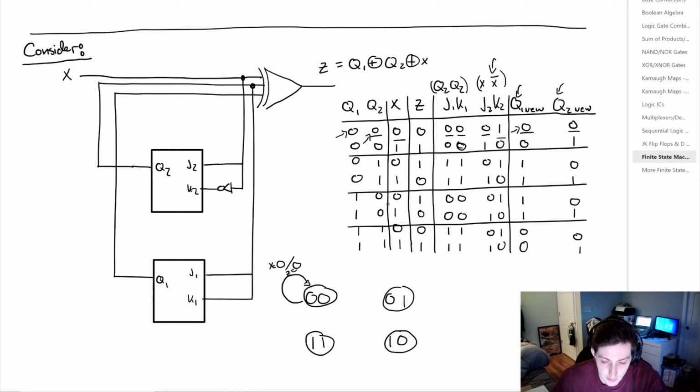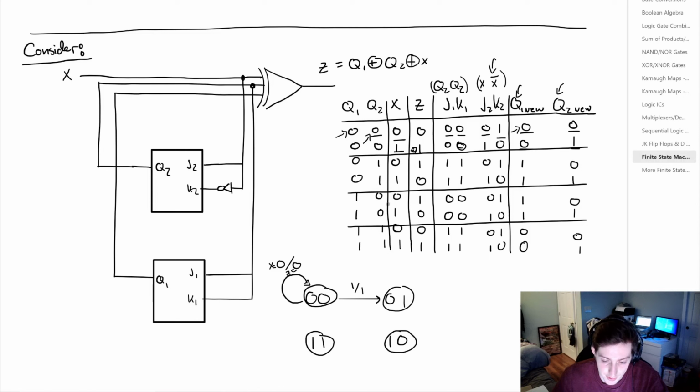So let's look at the case when we are in state 0, 0, and we get X equal to 1. Well, from that, we have Z equal to 1, and we go to state 0, 1. So to express that, we draw a line from 0, 0 to 0, 1. Because X was a 1 and Z was a 1, we have 1/1.